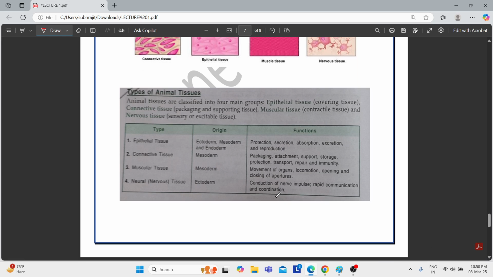So here the origin is shown. Epithelial tissue originates from ectoderm, mesoderm and endoderm. I will come to these terms in a few moments. Connective tissue comes from mesoderm, muscular tissue comes from mesoderm, and nervous tissue comes from ectoderm. Now what is meant by ectoderm, mesoderm and endoderm?